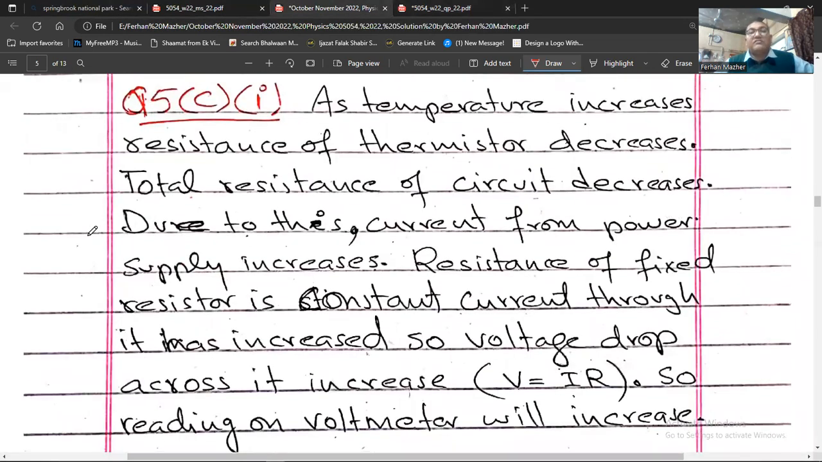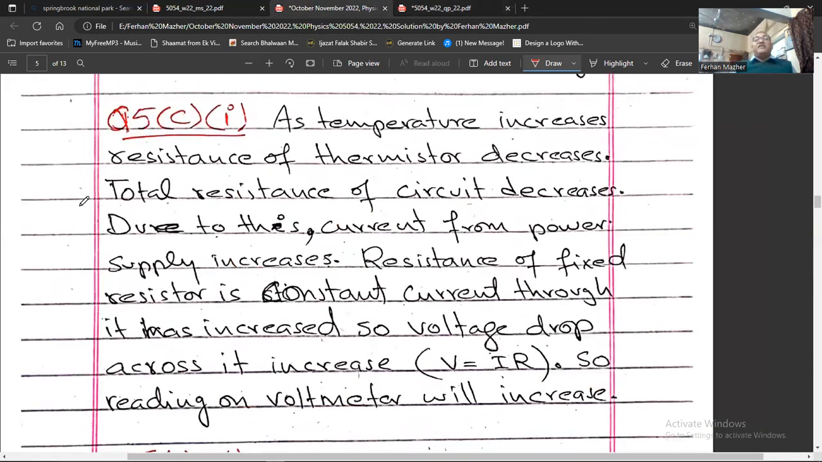Okay, so this is question number 5C in the first part. The answer says: as the temperature increases, the resistance of the thermistor decreases, so the total resistance of the circuit decreases. Due to this, the current from the power supply increases. The resistance of the fixed resistor is constant, and the current through it has increased. So the voltage drop across it increases because V is equal to IR. So the reading on the voltmeter will increase.